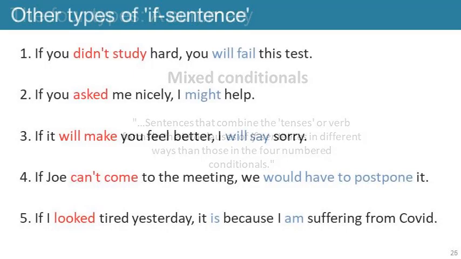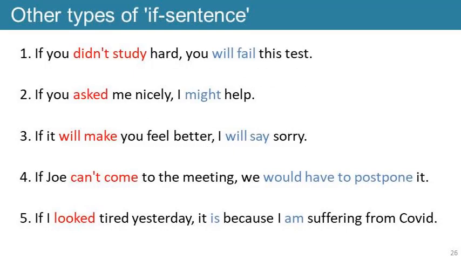Here are 5 examples of if sentences that do not conform to the verb combinations in the two clauses of the four numbered conditional types. Read the sentences, which are all grammatical, before continuing to the explanations on the next slide.